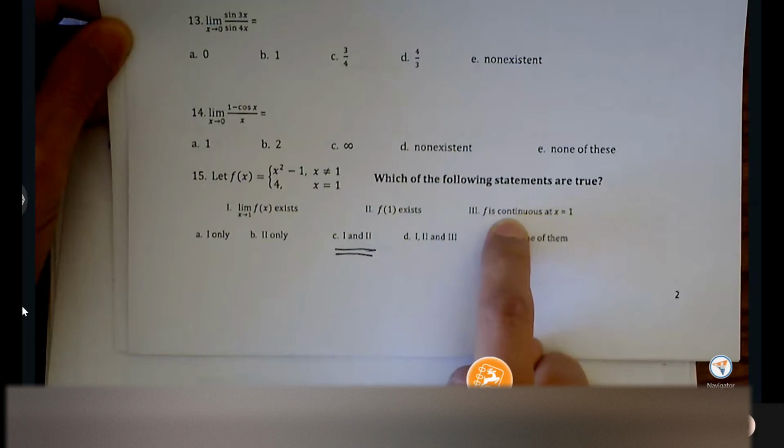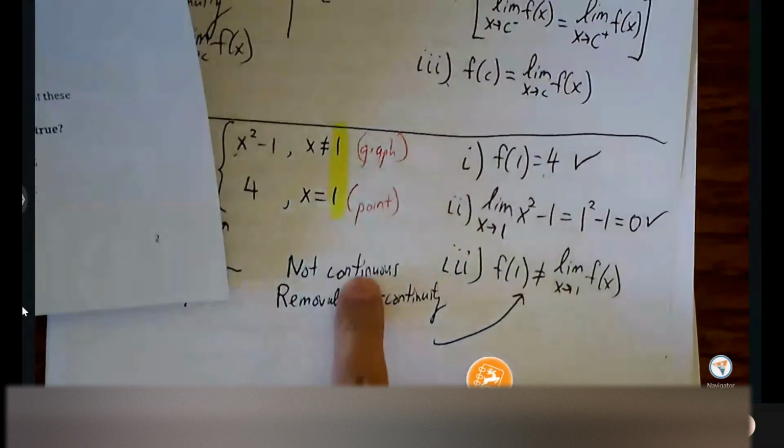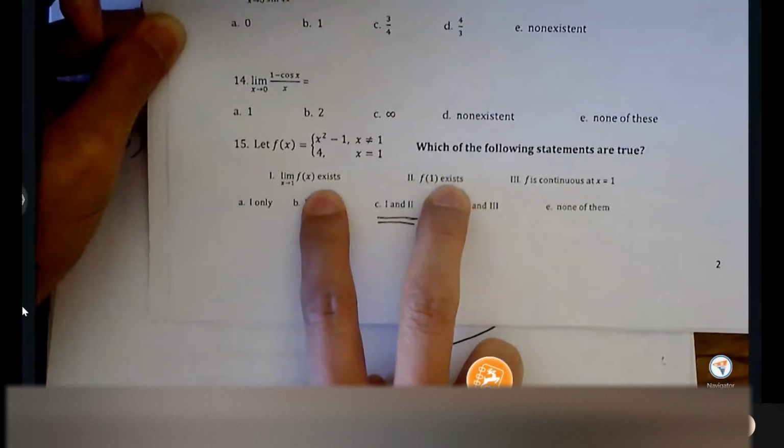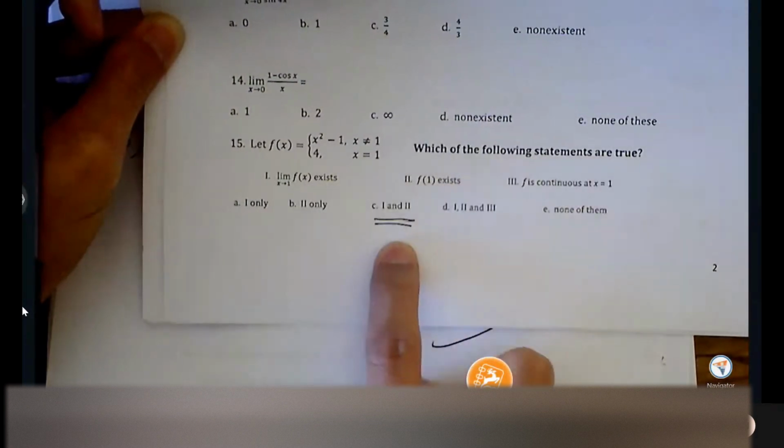But the function is continuous at x equals 1. That's going to be false, right? Because all 3 conditions have to pass. And in this case, the first 2 conditions passing is not good enough. We need that third condition to pass. And so not continuous. So really the only thing that we can say are true is the first two statements here. F of 1 exists and limit exists.